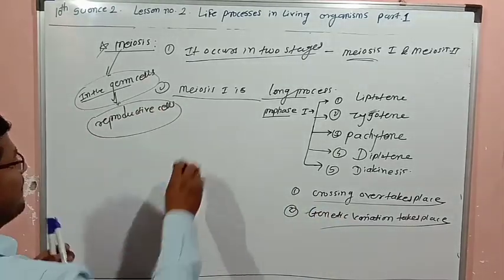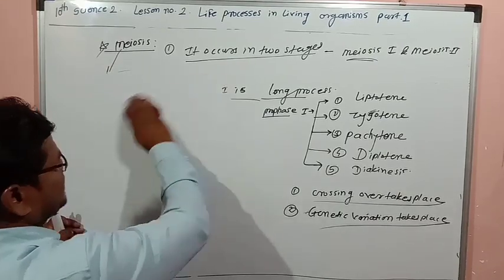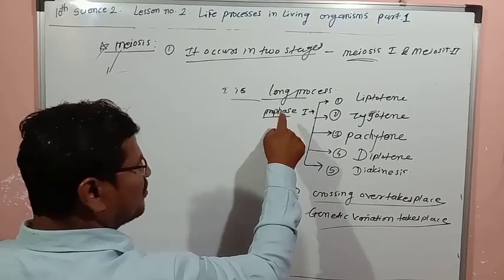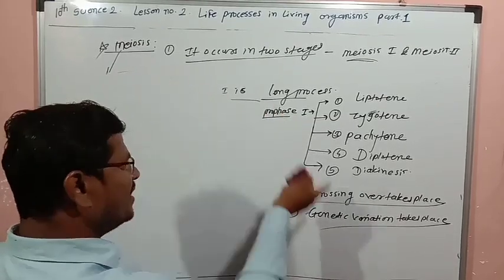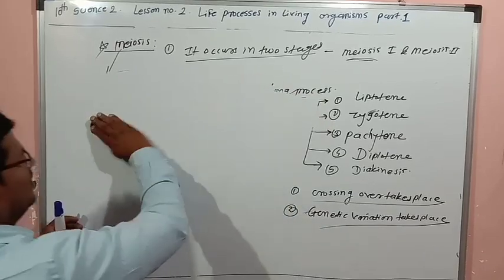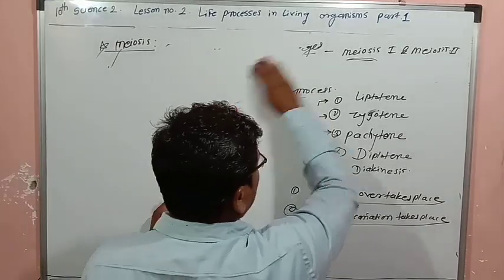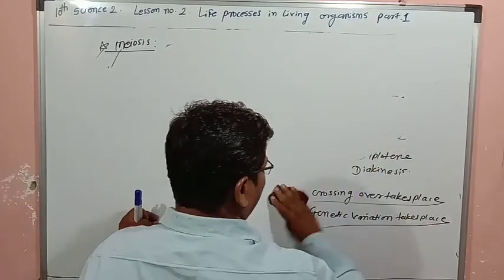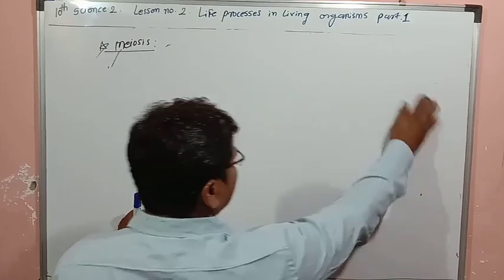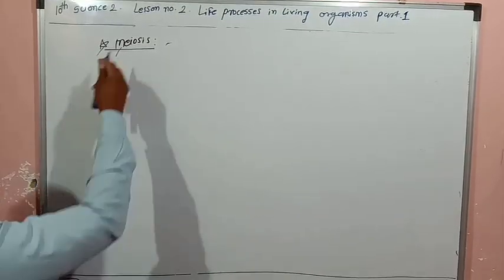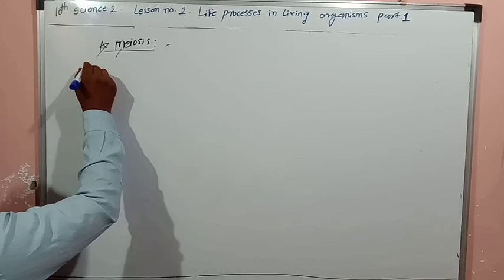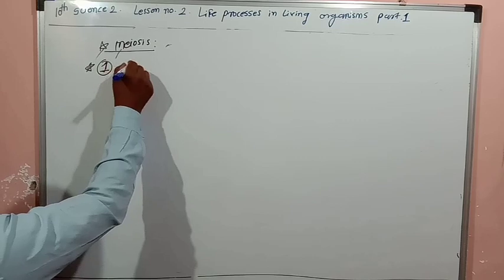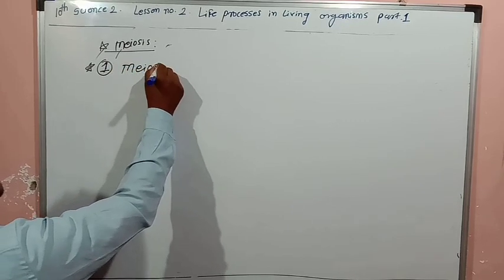So listen, in case of meiosis, I already explained these things. Now we are going to learn prophase of meiosis first, and all its stages. Meiosis occurs in 2 stages, and we are going to learn those. First we are going to learn the first stage, that is meiosis first.